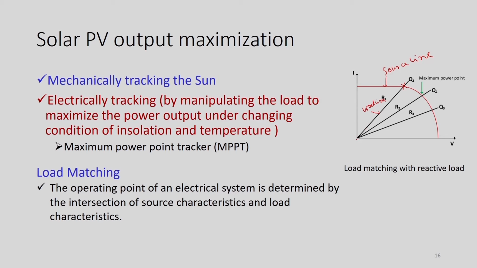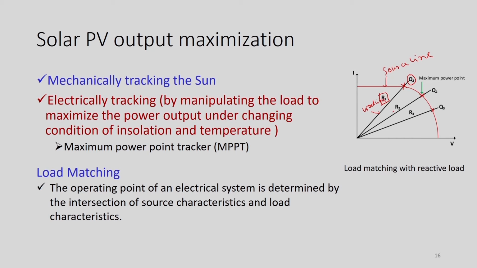So, what happens, say one resistive load is connected here. This shows the load matching with resistive load. Maybe R1 is the resistive load for a particular set of operation. If we extend this R1 and we get the intersection point here, so the operating point is Q1. If we increase the resistive load to R2, its operating point is Q2, and then further if we increase R3, then its operating point is Q3.